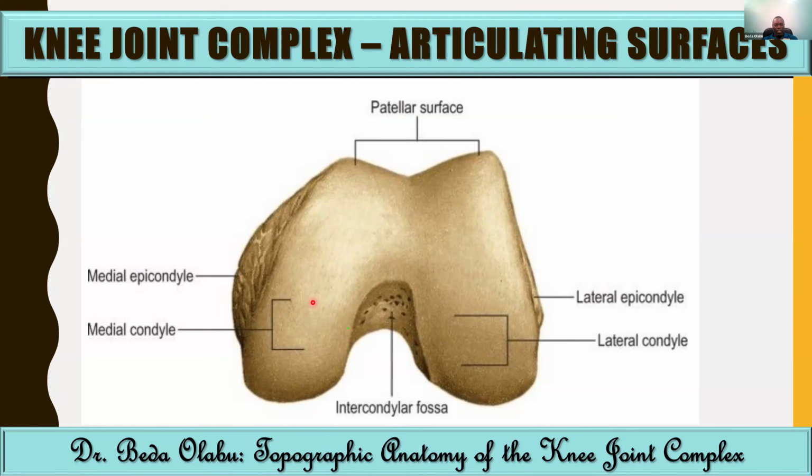condyle. Let's compare which one is more straight. This one will appear to be more straight, the lateral one, compared to this one. So the medial femoral condyle articulating surface is more curved. And the lateral femoral articulating surface is more straight. We can also compare this one. The lateral femoral condylar articulating surface is wider compared to the medial one, which is narrower.